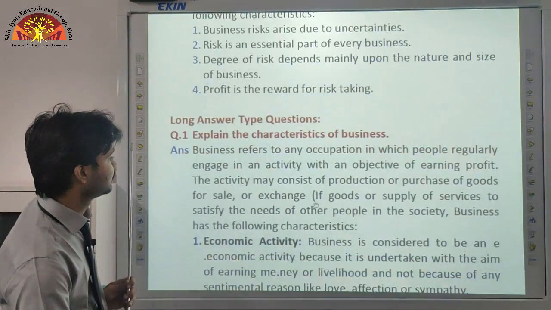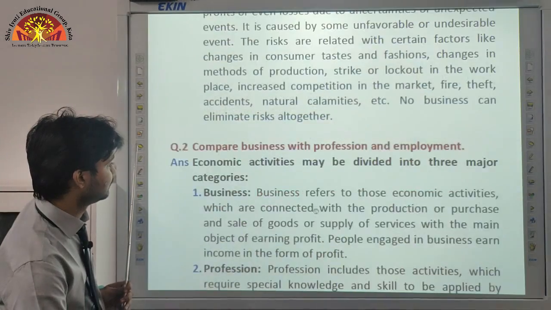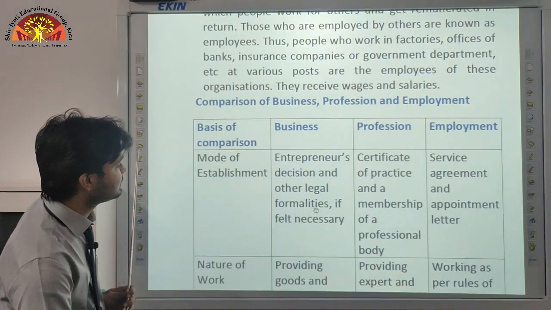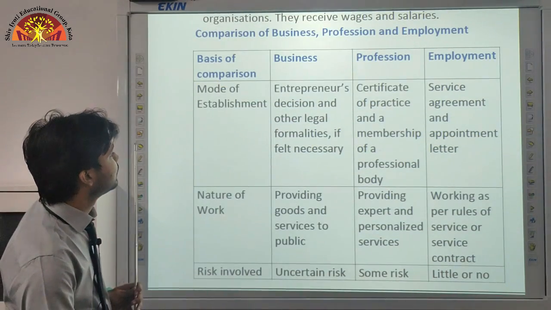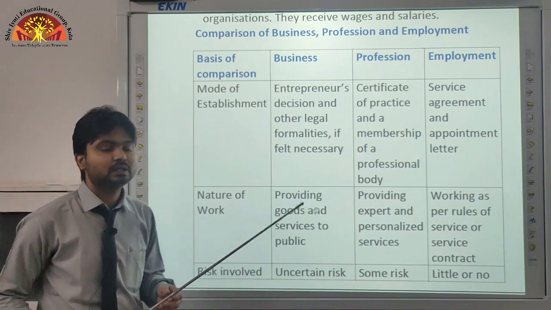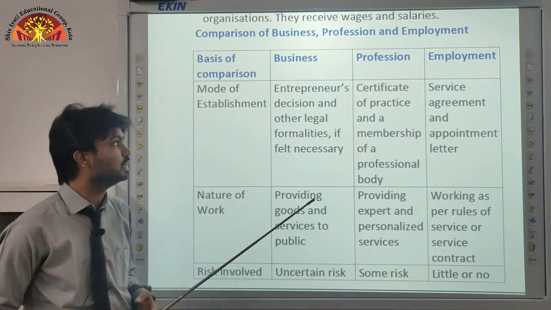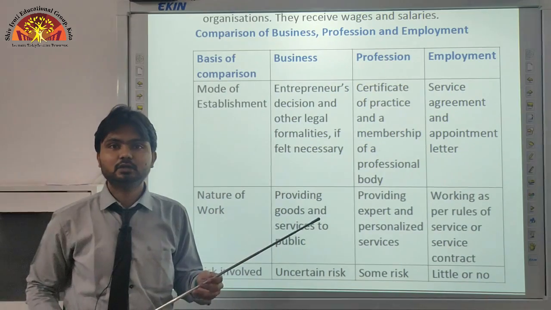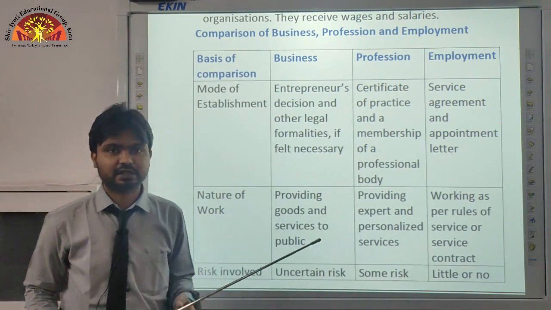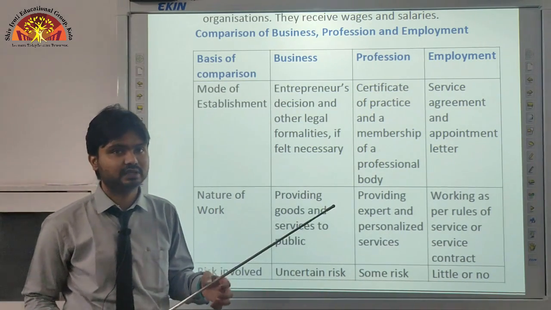Okay. Now the next one is, we have already understood the meaning of business, profession and employment. Now let's discuss the difference between these three terms. First one is the mode of establishment. If we talk about business activities, there are very few legal formalities to be performed for starting a business. If we talk about the profession, it requires a certificate of membership to start any professional activities, which is provided by the institute which is registered with the parliament or with the government.